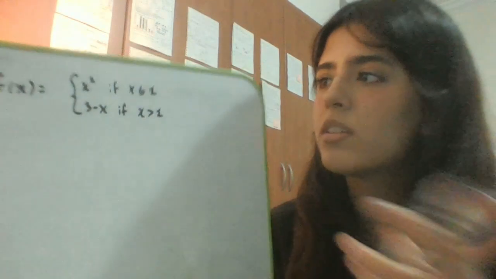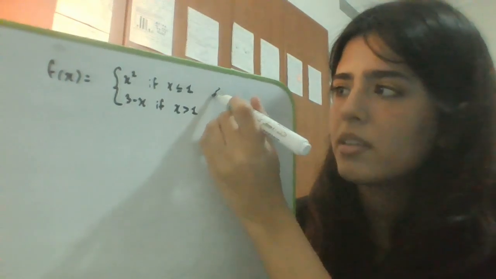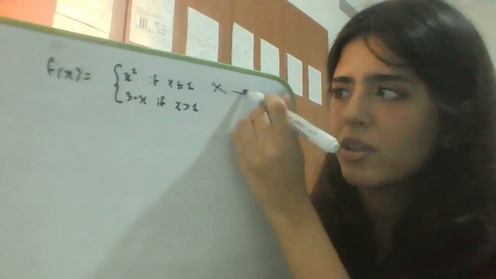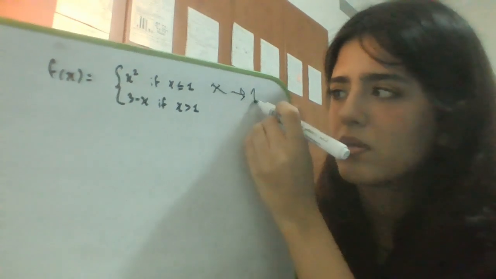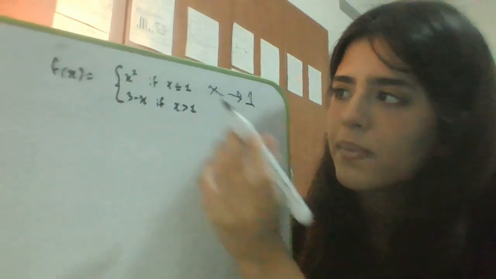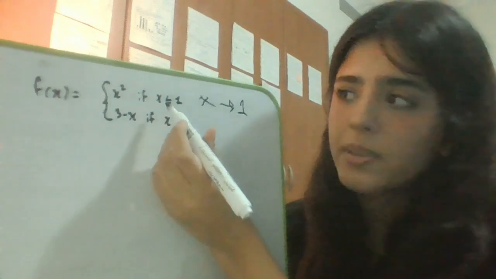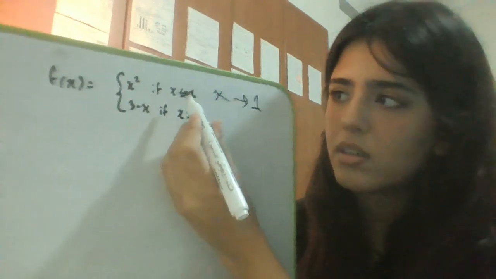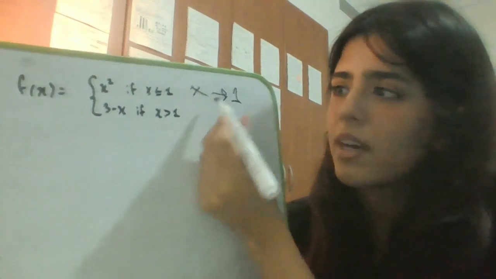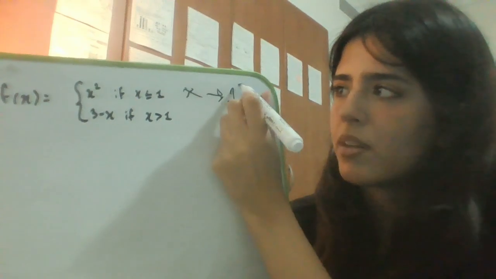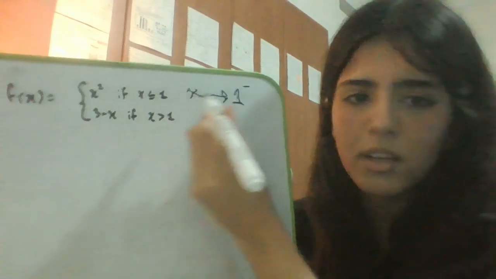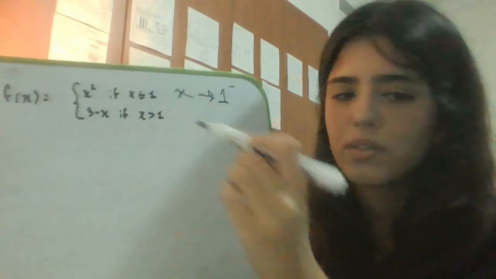Okay, so what this means is x is approaching 1 from which side? X is less than or equal to 1. This means x is going to approach 1 from the negative side. Less than or equal to 1 obviously means it's going to be approaching from the negative side.